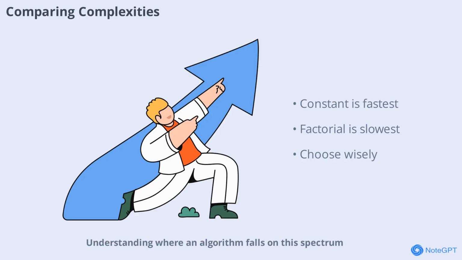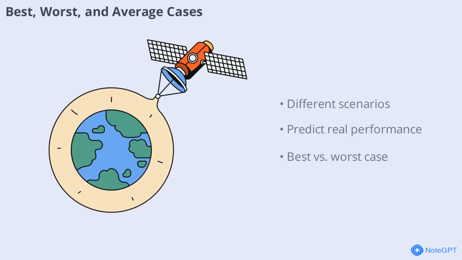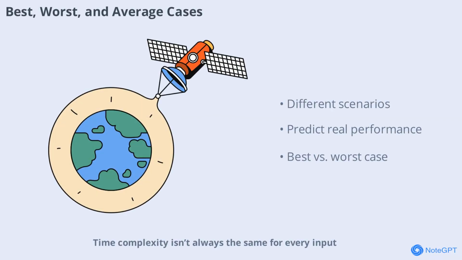Understanding where an algorithm falls on this spectrum helps you make smart choices in your code. Time complexity isn't always the same for every input. We often talk about best case, worst case, and average case scenarios. For example, searching for an item in a list might be fast if it's at the beginning, best case, but slow if it's at the end, worst case. Understanding these cases helps you predict real-world performance more accurately.